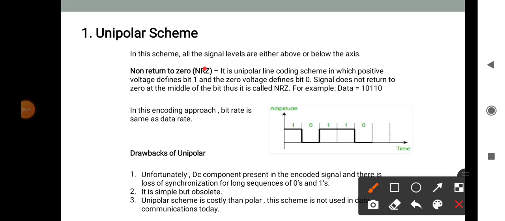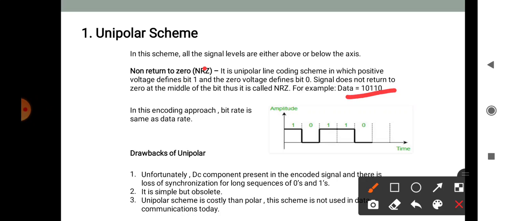It is a unipolar line coding scheme in which positive voltage defines bit 1 and zero voltage defines bit 0. That means positive voltage defines the 1 bit and zero voltage defines the 0 bit. The signal does not return to 0 in the middle of the bit. This is called NRZ, non-return to 0. For example, suppose the data given is 10110. In this encoding approach, the bit rate is the same as the data rate.